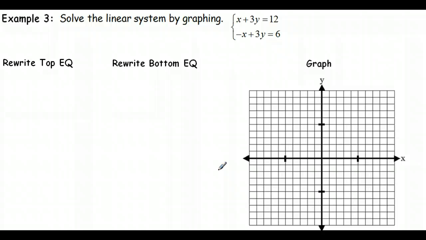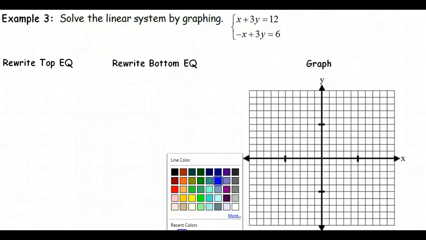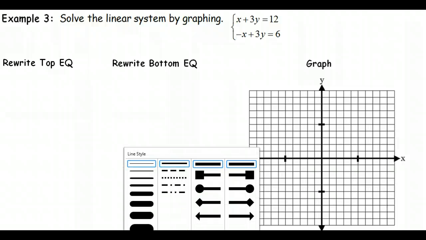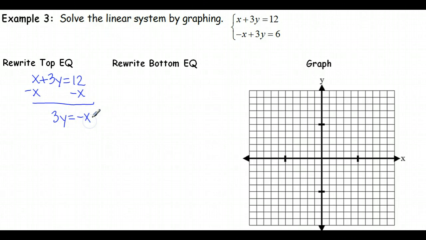Example 3. Let's go ahead and solve this system by graphing. Okay, first we have to rewrite the first equation again into slope-intercept form. So our first equation, or our top equation, is x plus 3y equals 12. And we have to, again, solve for y. So we're going to subtract x from both sides of our equation, and we're left with 3y equals, put the minus x first, and since it's a positive 12, we write plus 12.